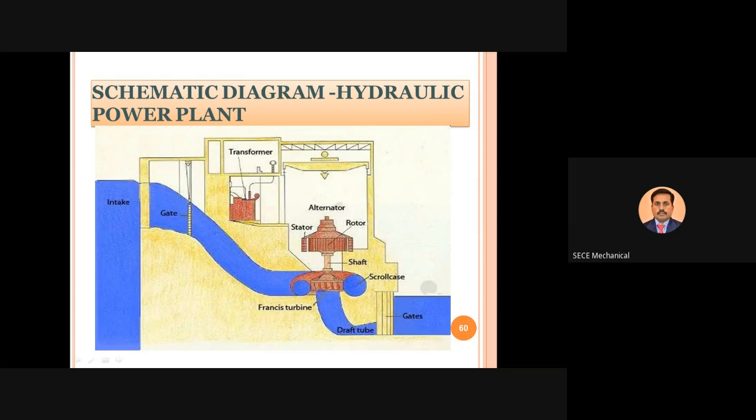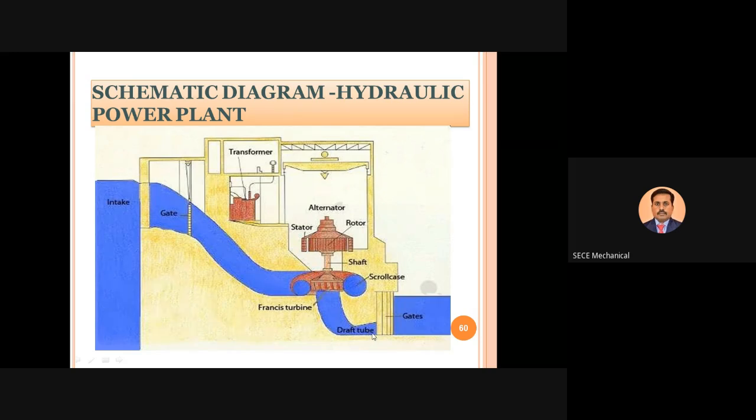Okay, so the remaining water from the Francis turbine goes to the water channel areas with the help of the draft tube. So the draft tube also plays a very important role. The pressure difference created in the Francis turbine is compensated with the help of the draft tube. The draft tube is also used to control the back pressure.